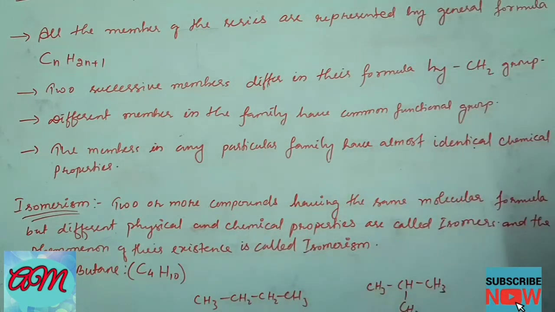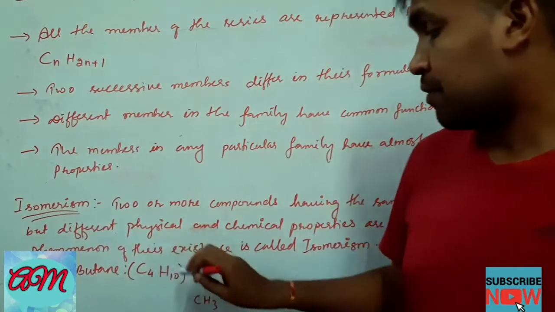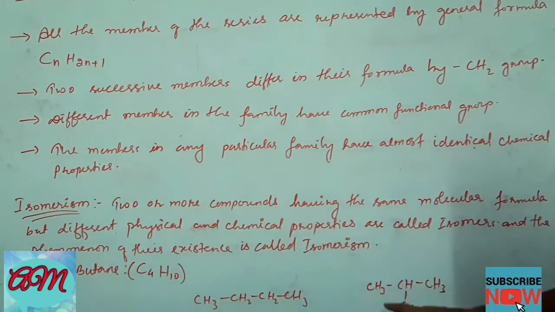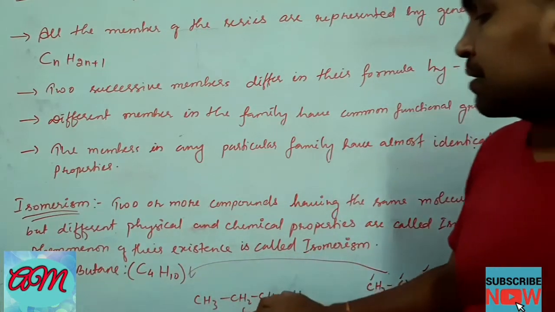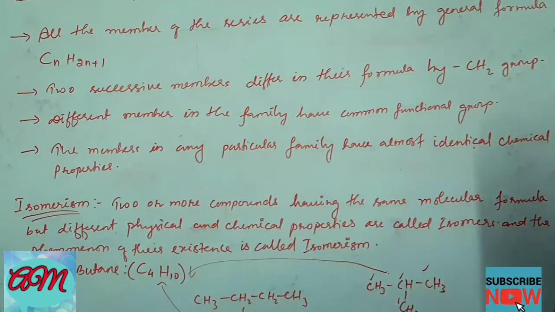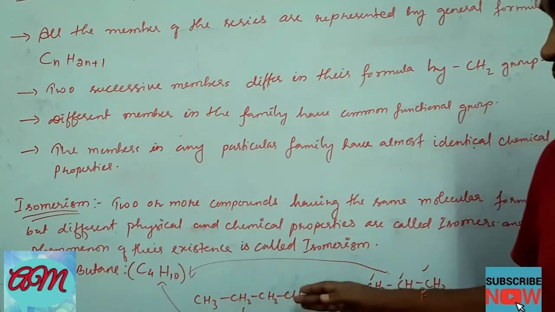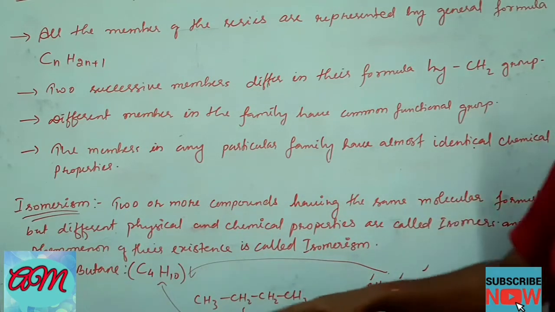For example, let us understand what isomers are. Butane, whose formula is C4H10. This C4H10 can be written CH3, CH2, CH2, CH3, which is butane. Another way, CH3, CH, CH3, with a branch. Here also the number of carbons is 4, and hydrogens are 10. So this compound's molecular formula is C4H10, and this compound's molecular formula is also C4H10. Their molecular formula is the same, but their structures are different. So these two will be called isomers, and the phenomenon will be called isomerism. Which type of isomers, we will study in the later part.